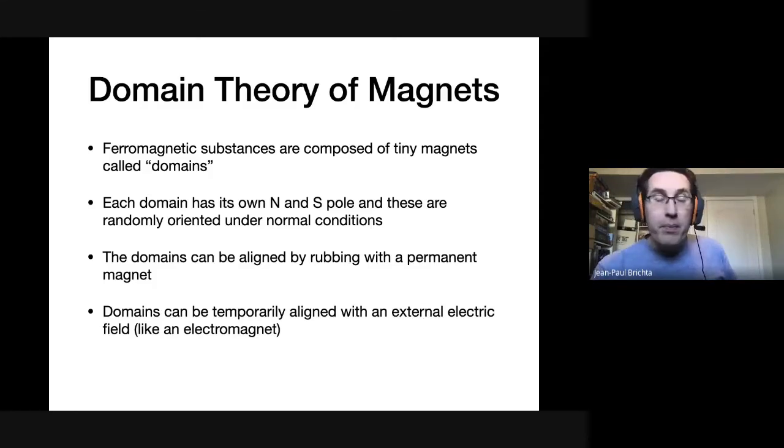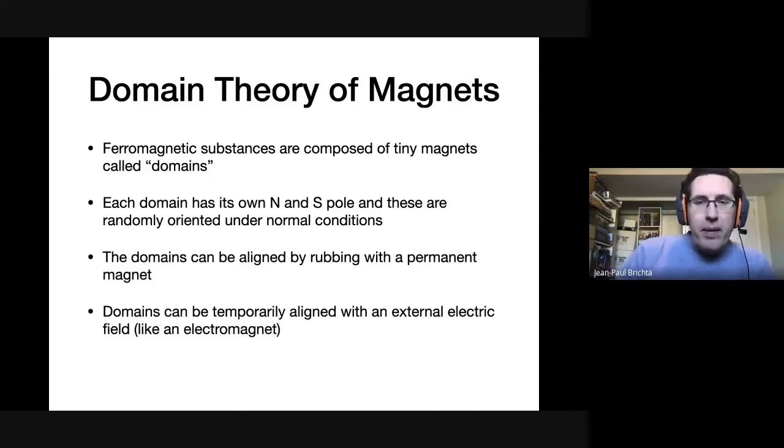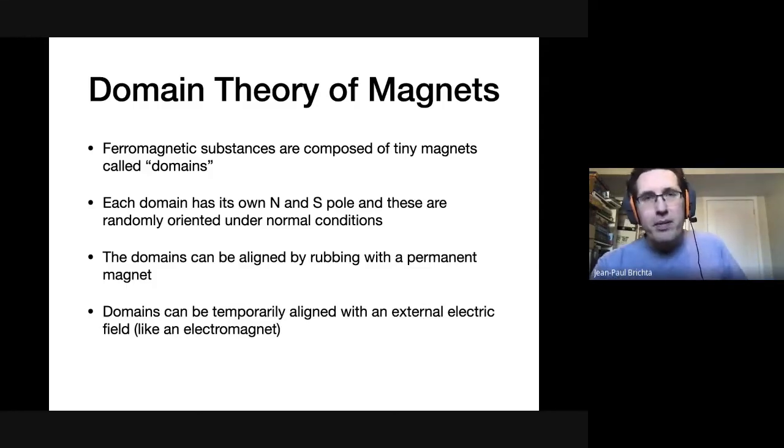You can also temporarily align the domains with an external electric field, so something like an electromagnet, which is a coil of wire. We'll talk about that shortly. And this is actually one of the best and easiest ways of creating a very strong magnet: to combine a chunk of iron, let's say, with an electric field coming from an electromagnet. So we'll talk about that in a second.